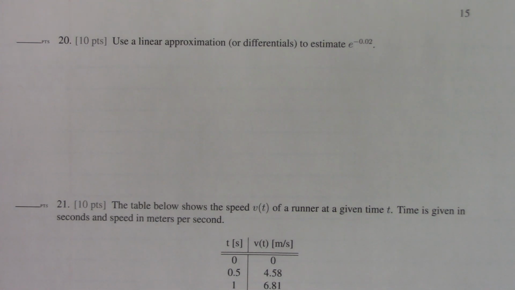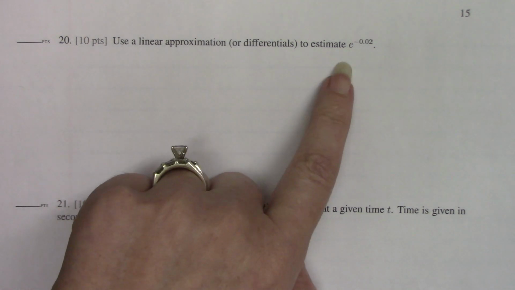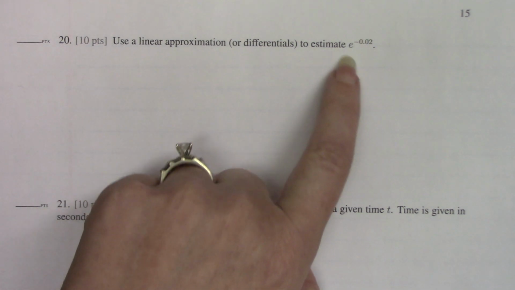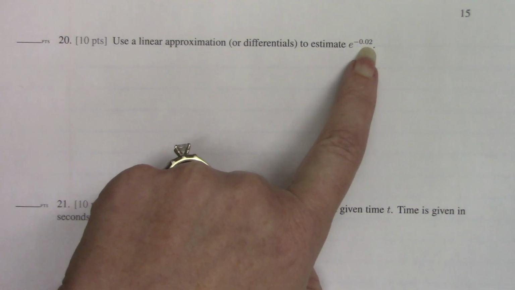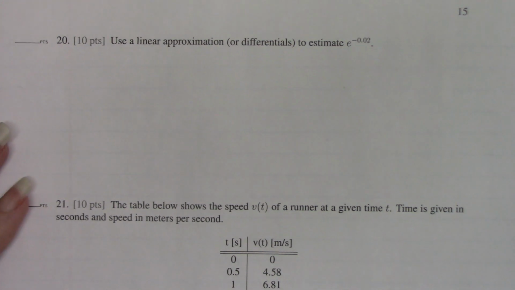Problem 20 says use a linear approximation or differentials to estimate e to the negative 0.02. So I'm actually going to use linearization. I think that's a little bit easier and faster. When we're doing linear approximation, what we're really doing is finding the equation of the tangent line at a location of a known value of x that's on the graph of e to the x that's very, very close to 0.02.